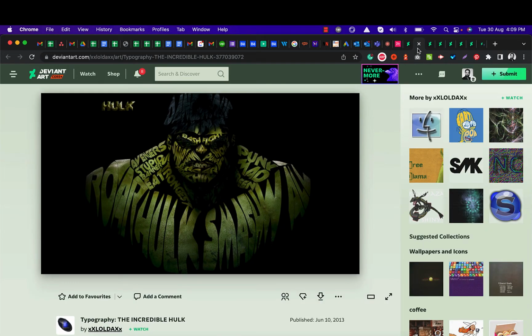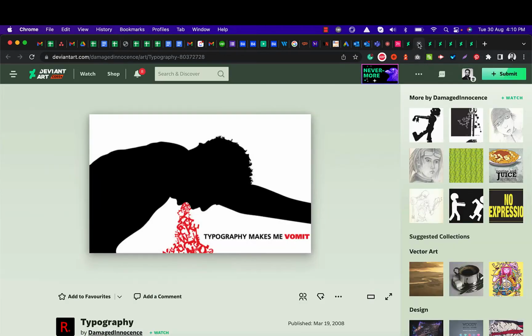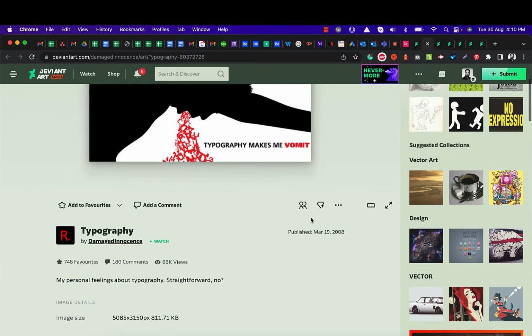So let's talk about this. So Hulk created with mad, punk, like bash, fight, or some kind of funky words, right? Art. Typography makes me vomit. So vomit with the alphabet. Very popular on internet. Right. Yeah, this is very popular actually.